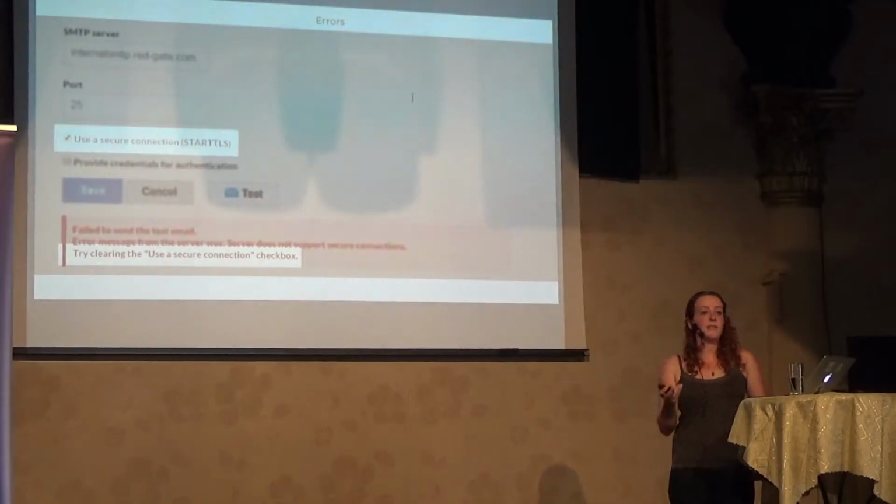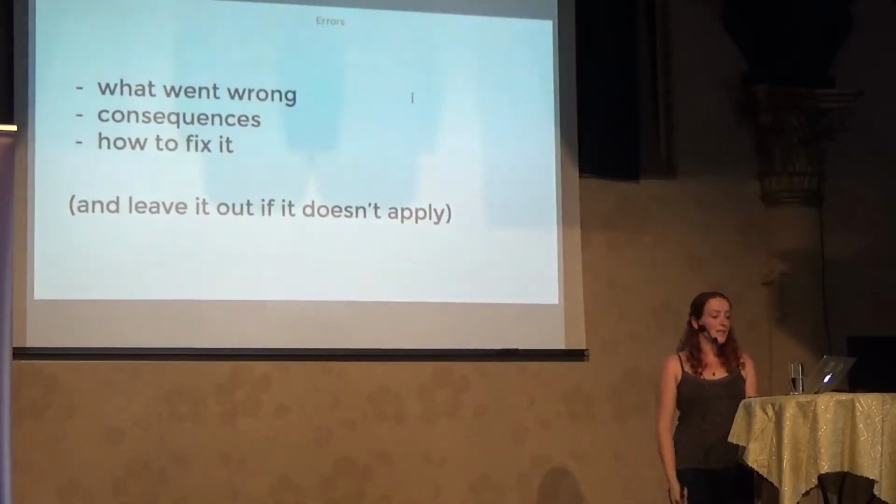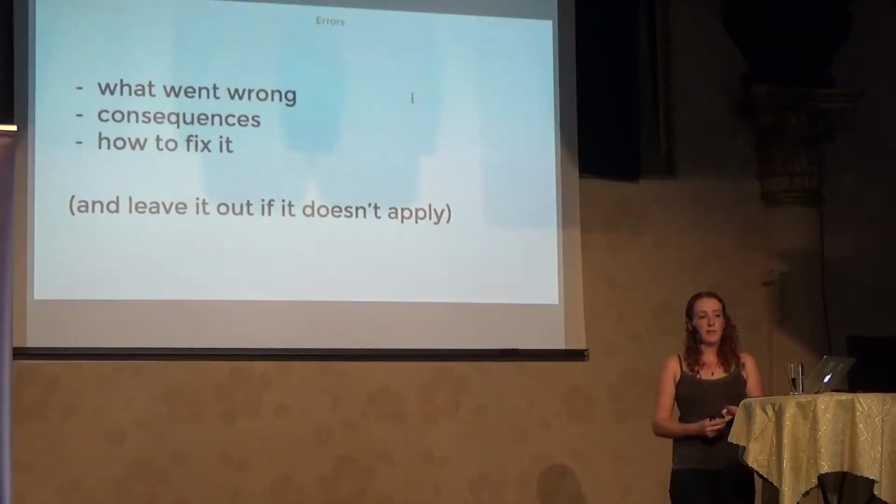Similarly, if you can even give them an action that's a button, a retry, that's great. So yeah, that is basically error messages. Tell your user what went wrong, the consequences of the error, and how to fix it. Tell them in language that is relevant to them. And if these things don't apply, then leave them out.